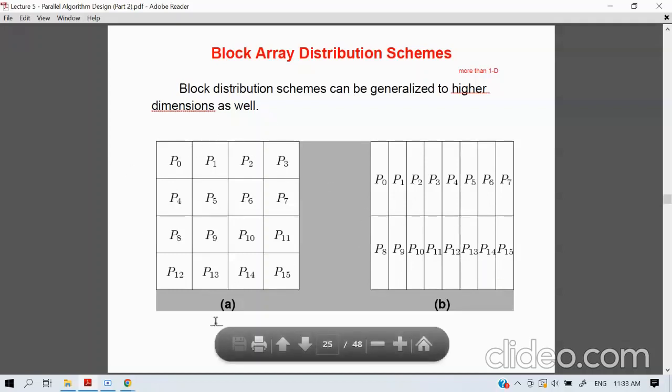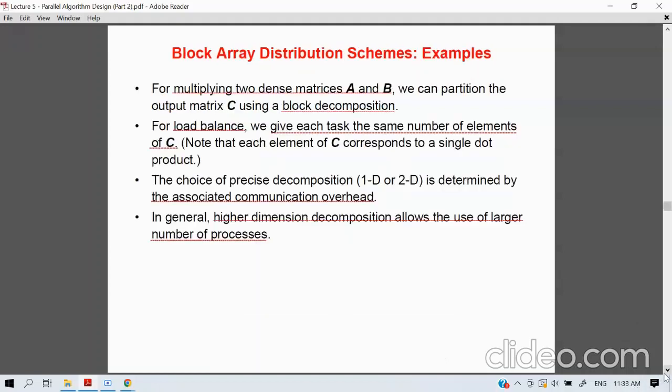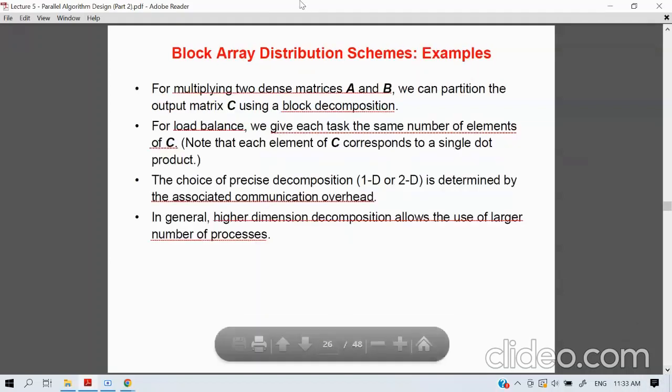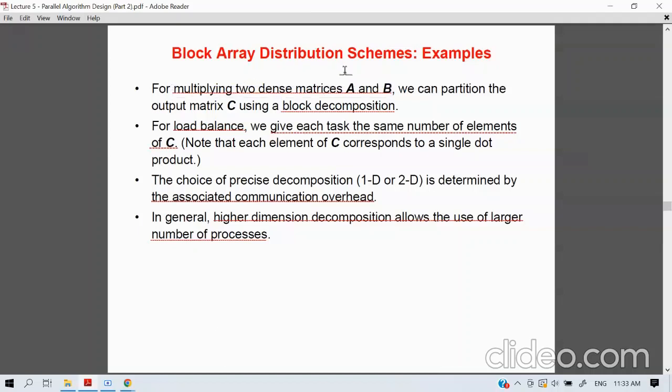Next, what else do we have in the scheme? Another one is an example of the block array distribution scheme. For multiplying two dense matrices A and B, the output matrix can be partitioned using block decomposition. So how do we make sure the load is balanced?